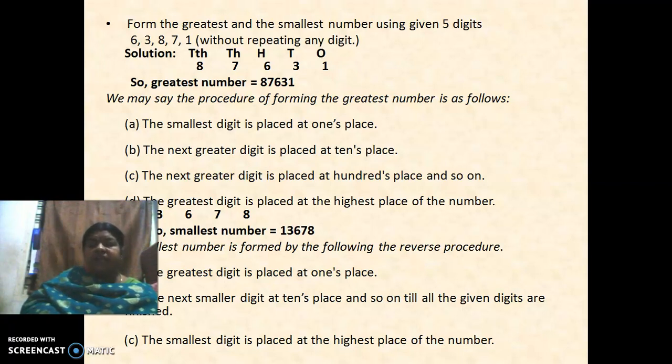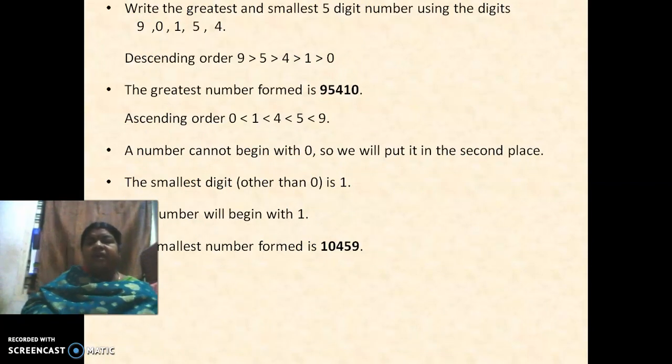87,631. And while writing the smallest number, the numbers should be arranged in ascending order, smaller to bigger. Accordingly, 1, 3, 6, 7, 8. So 13,678 is the smallest number formed from the 5 digits 6, 3, 8, 7, 1.